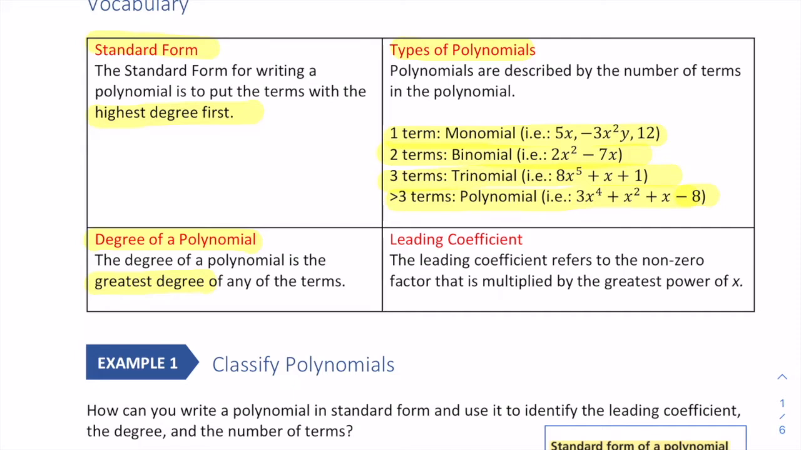The leading coefficient is that value that is not going to be 0. It could be 1. It could be any number, but it will be in front of the variable with the greatest exponent, or the highest power of x, depending on what your variables are. Maybe t, but whatever the greatest power is, that number in front will be the leading coefficient.